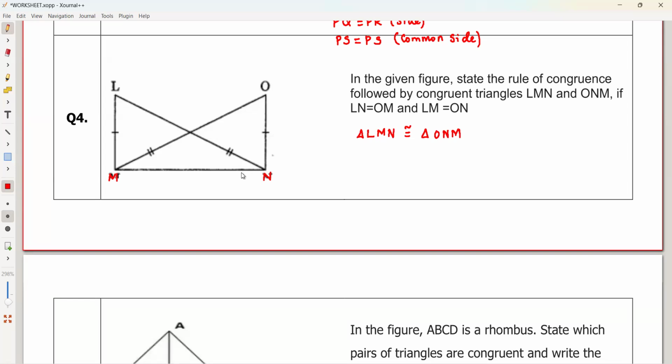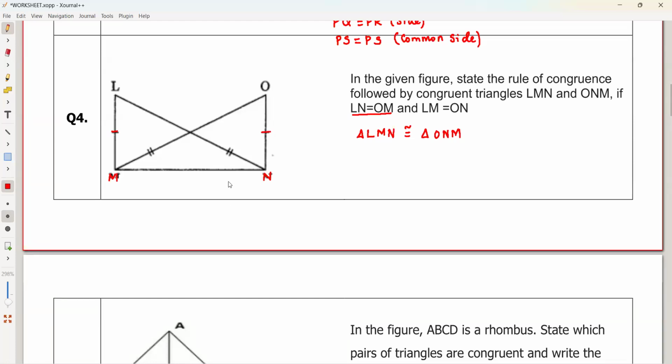So how can you say these two triangles are congruent? Side LN is equal to side OM. Okay, one is given, so one side LN is equal to OM is given. And LM. So these two sides are also equal, is given. So two sides are equal is given.